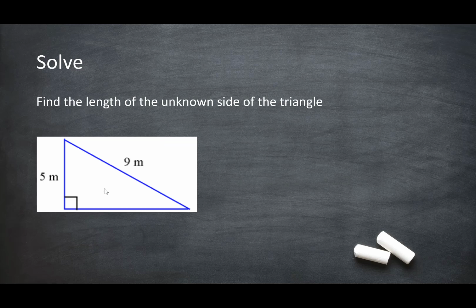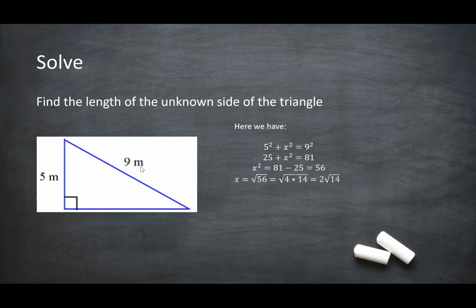So here we have that the left side is 5, the hypotenuse is 9, and notice that down here is our unknown side. So why don't we just go ahead and call our unknown side x. So again, by the Pythagorean theorem, we have that 5 squared plus x squared has to equal 9 squared. So 5 squared we know is 25, and on the right side, 9 squared is 81.